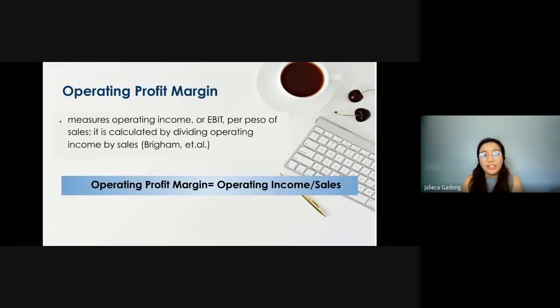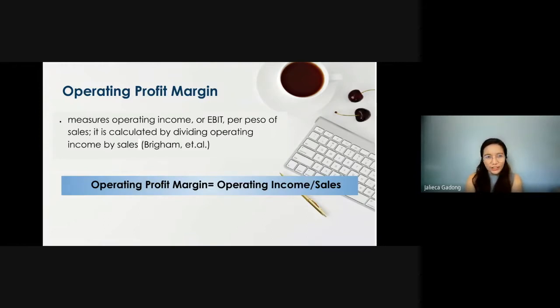Operating profit is the third type of profitability ratio. It assesses the operating income or earnings before interest and taxes per peso of our sales or revenues. You can calculate it by dividing operating income by sales.